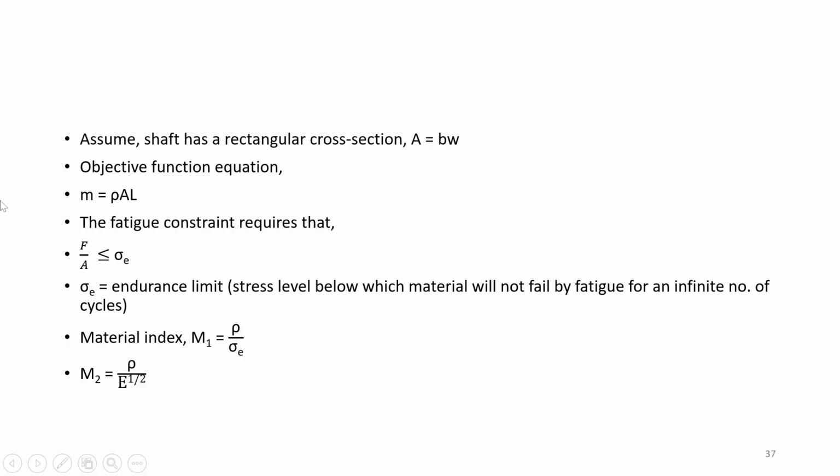So here assume the shaft has a rectangular cross section, A equals B W, and the objective function equation M can be given as rho A L. The fatigue constraint requires that F upon A should be less than or equal to sigma E. Sigma E is the endurance limit, the stress level below which material will not fail by fatigue for an infinite number of cycles. Material index M1 can be given as rho upon sigma E. M2 can be given as sigma E upon rho to the power half.